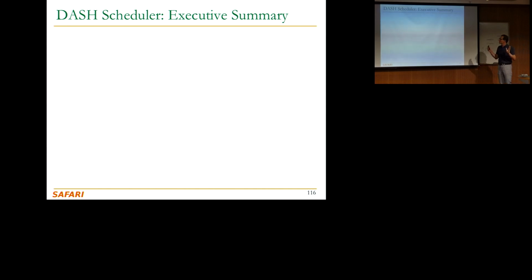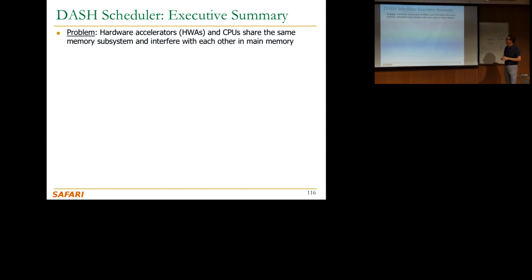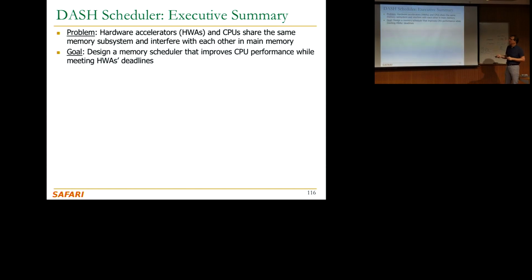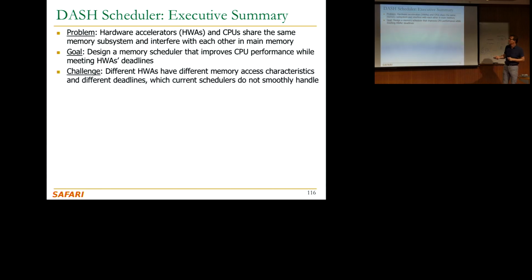I'll give you a very quick summary. You may not be able to understand everything here, but that's okay. You can read the paper if you're interested. We'd like to design a memory scheduler that improves CPU performance while meeting hardware accelerators' deadlines. The big difference between hardware accelerators and CPUs is that hardware accelerators have deadlines. And if you know the deadlines, you can schedule them.